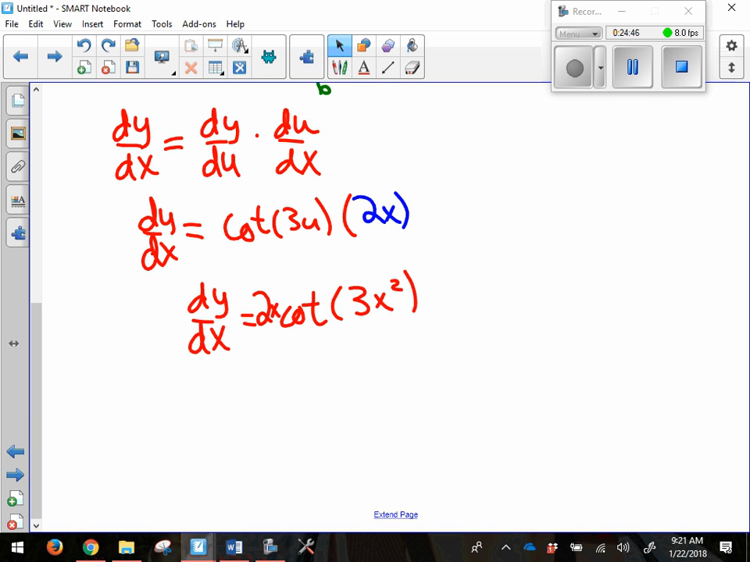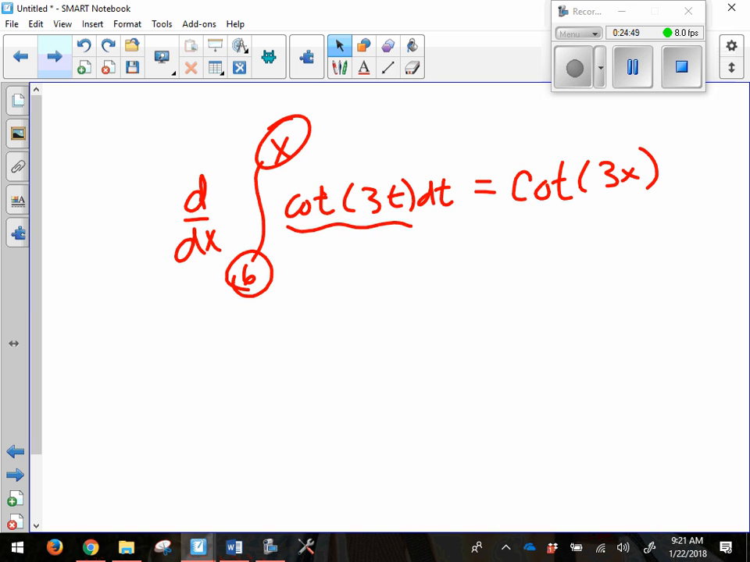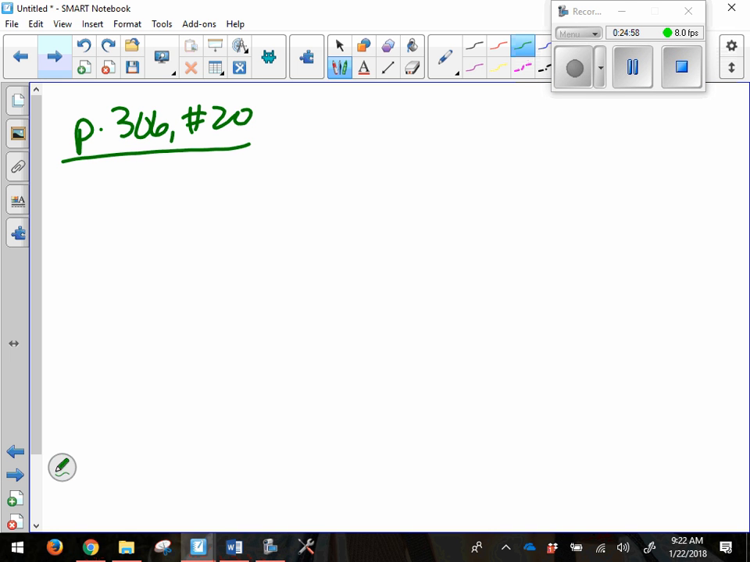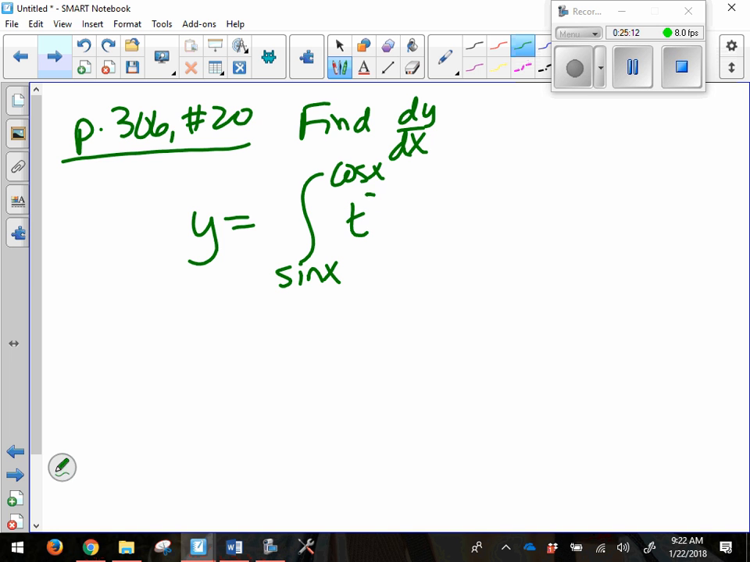All right, so now let's move on and do number 20. And we're still supposed to find dy dx. But now y is equal to this. Okay, so neither of the limits are a constant.